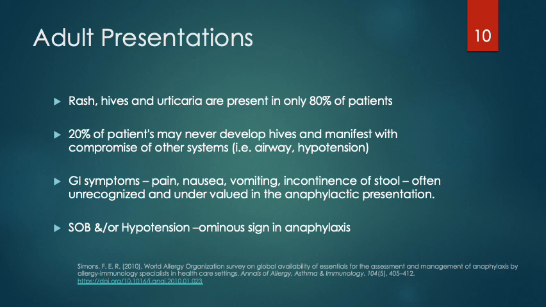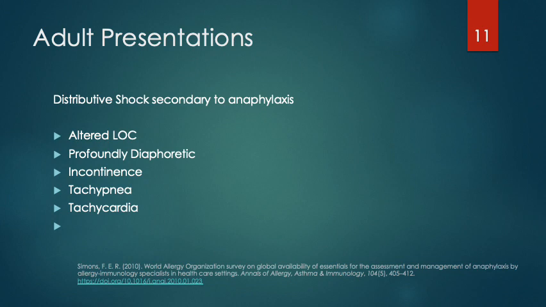And of course, shortness of breath and/or hypotension is an ominous sign. In exploring distributive shock secondary to anaphylaxis, particularly in adults, you'll see an altered LOC. You'll see a profoundly diaphoretic patient. You may or may not see incontinence of either urine or stool, tachypnea and tachycardia.